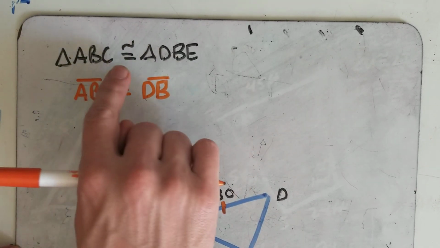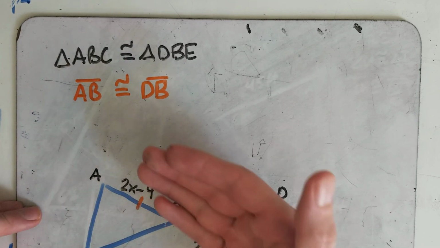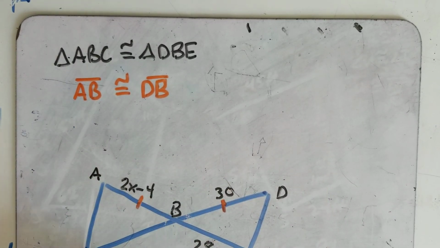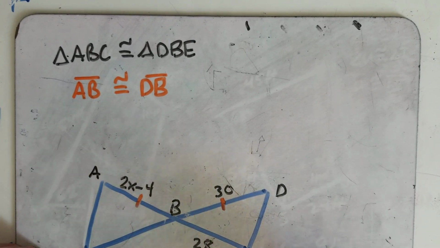Sometimes it might be congruent with this side down here. It all depends on what the statement is saying. In this case, it's just reflected over. Sometimes it might reflect down and then reflect over. So you have to be careful. Always check the statement. So these two sides are corresponding. They're going to be congruent.